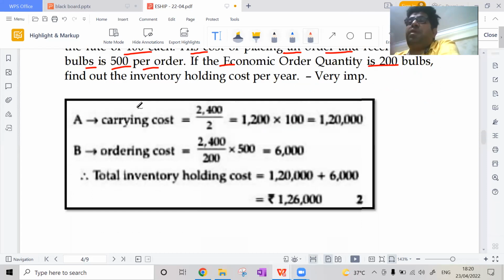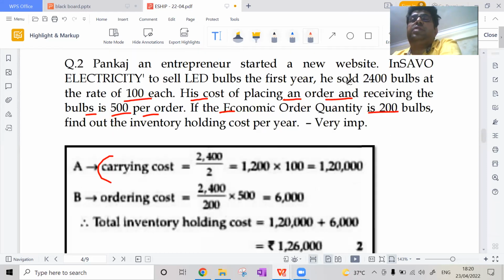Now this is a particular question which has to be understood very carefully. Now, what is the carrying cost? See, here it is given rupees 100. You can see he sold 200 at the rate of 100. So we always divide by 2 so as to get the average. Average is to be taken of 2400 divided by 2. That will be 1200 multiplied by 100. So this is my overall carrying cost, meaning the rent of the storage, that is 1,20,000.